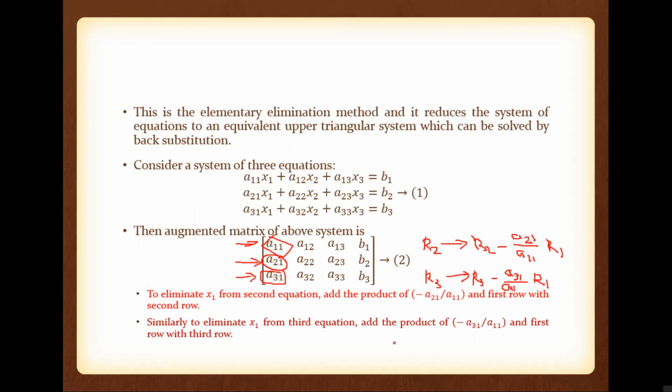Is it okay? So please note, the next line is similar to x1. In order to eliminate x1 from the third row, we need this operation, that means the product of minus A31 divided by A11 and the first row, R1, is added to R3. Okay. So in the next slide, I am going to explain that operation again.